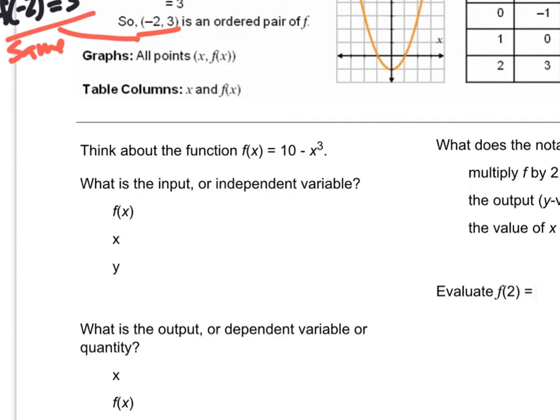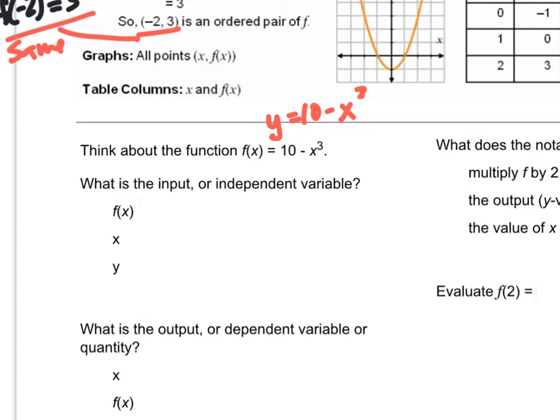Okay, let's take a look at this question here real quick. It says, think about the function f of x is equal to 10 minus x cubed. Well, if you don't like writing it in function notation, then do this. Write y equals 10 minus x cubed. Okay? Same thing.